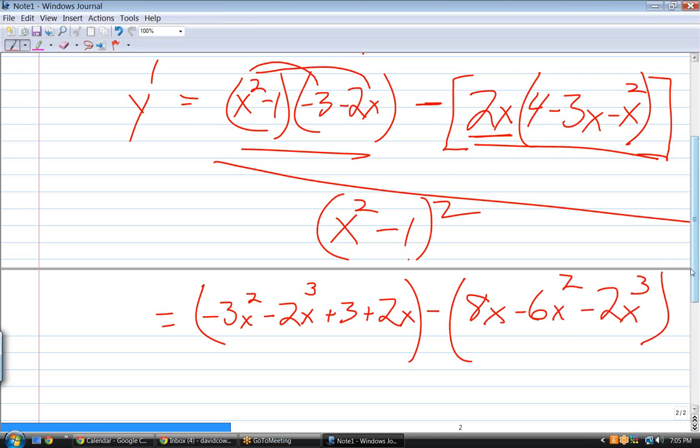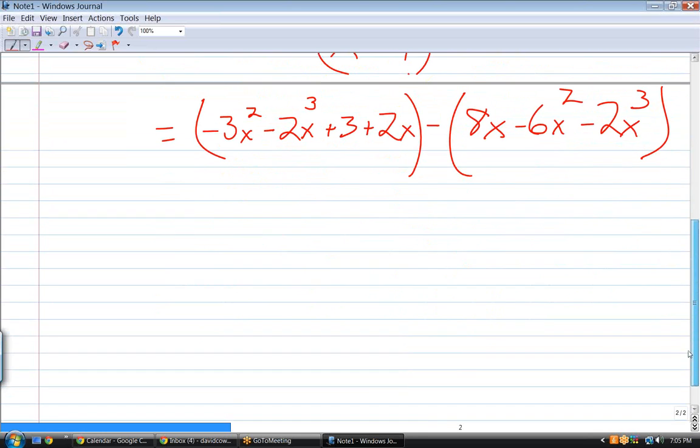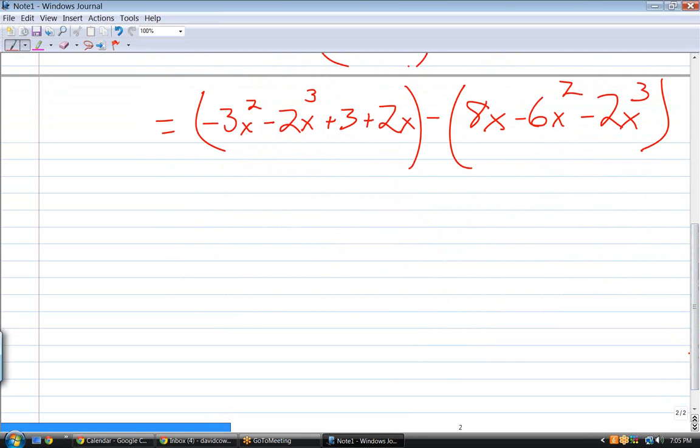And now the next step is to remove the parentheses and combine all like terms. How many x cubes do we have in total? Negative 2x cubed and negative 2x cubed. Actually, this one turns positive. When we remove the second set of parentheses, we have to distribute that negative sign to every term. So what I really am going to have is minus 2x cubed plus 2x cubed.